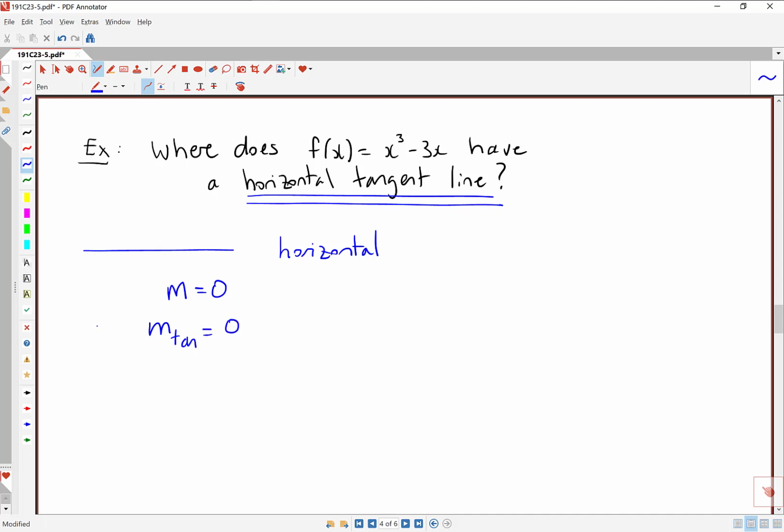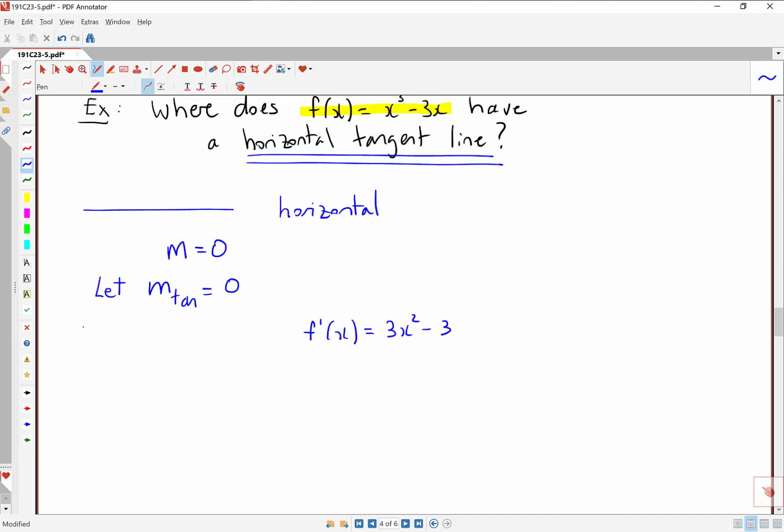Okay, so to solve the problem, we are going to need to let the slope of the tangent line equal 0. And in order to do that, we're going to need to actually calculate the slope of the tangent line first. So the way we would actually start the calculation is we'd say, well, let's calculate f prime of x. Let's look back at our function here. Our function is x cubed minus 3x. So using our derivative rules, f prime of x would be 3x squared minus 3. And the idea is that this represents the slope of the tangent line.